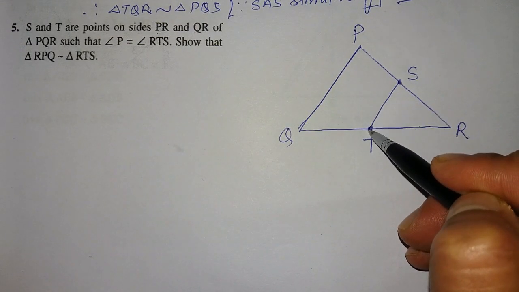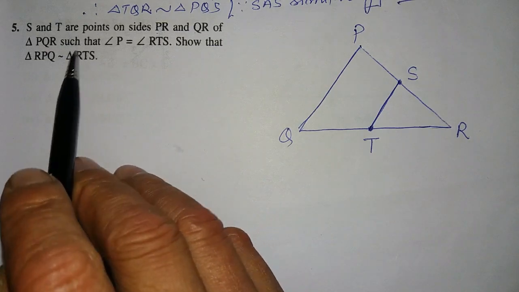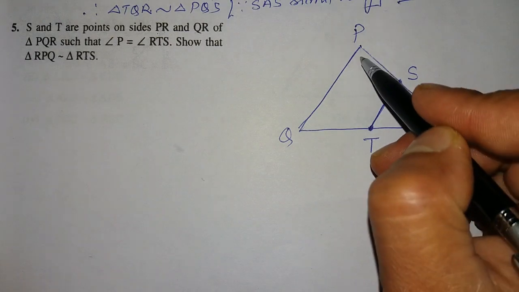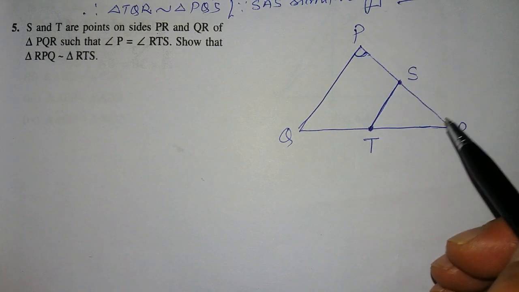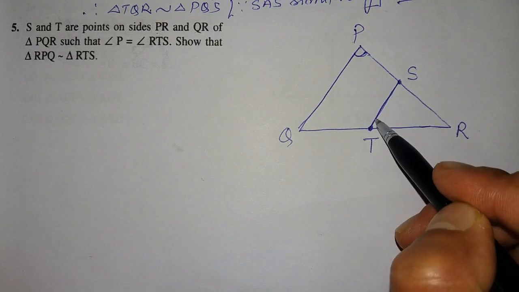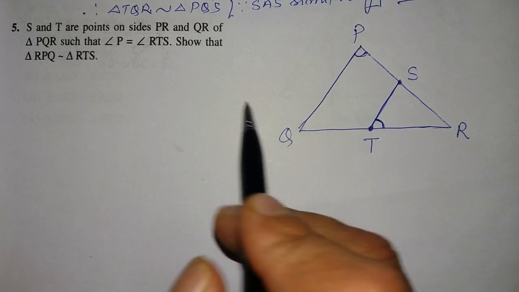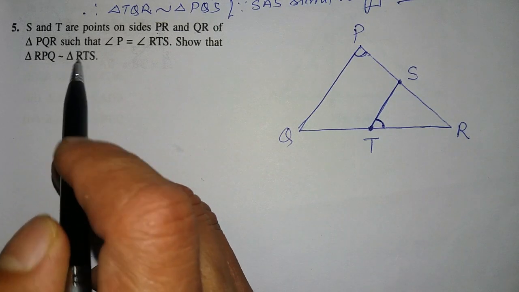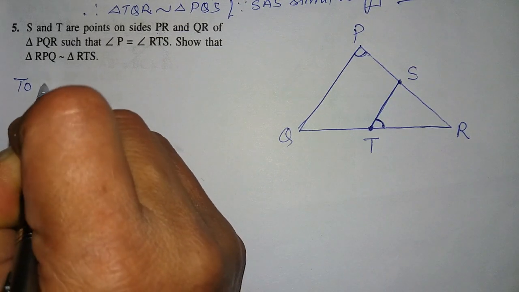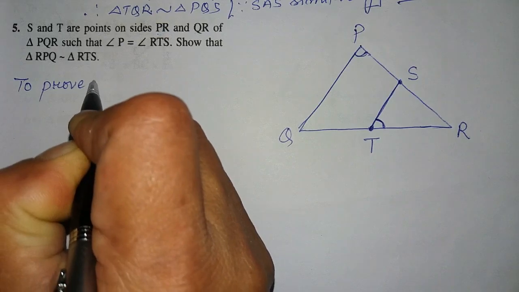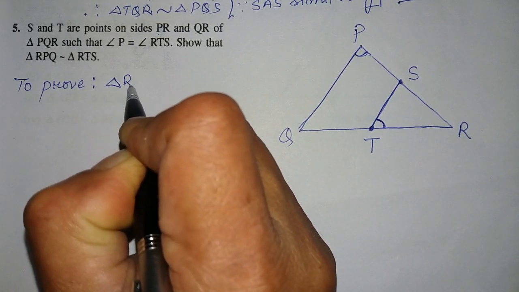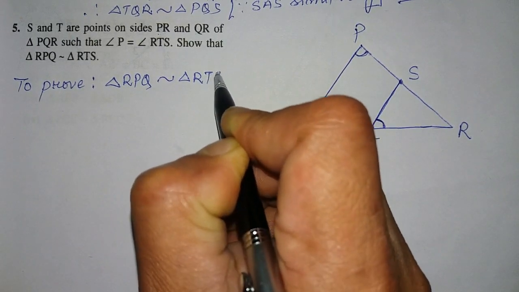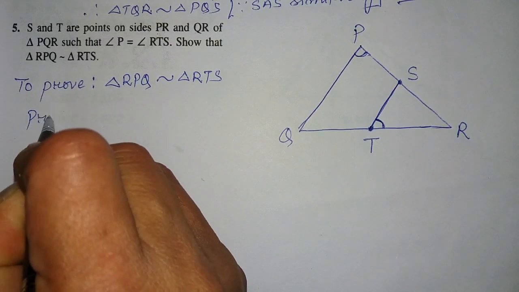So now let's join these two points, and the condition given here is that angle P is equal to angle RTS. What we're going to prove is that triangle RPQ is similar to triangle RTS. So you write here the proof. The proof is triangle RPQ is similar to triangle RTS.